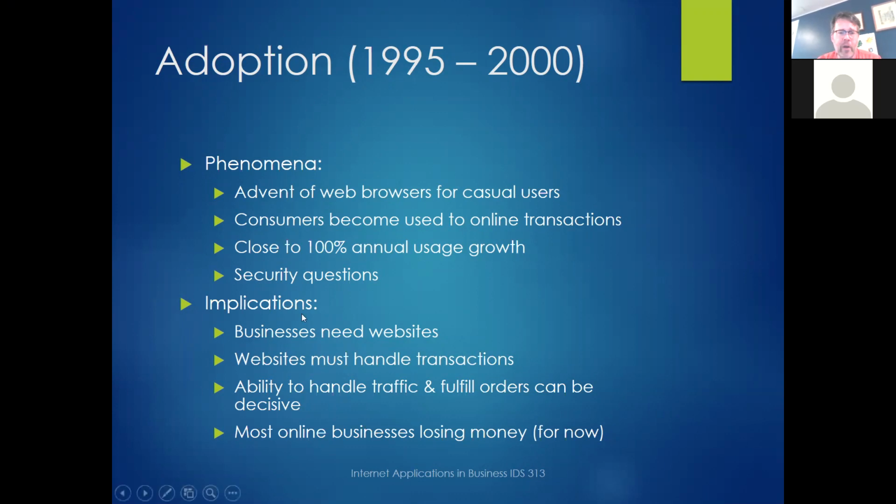So what we had, first of all, web browsers became available for ordinary people. So ordinary people were getting out there and using the internet, right? They were basically much easier to use. They weren't text-based anymore. They were, click on things. They were more like Windows. Number two, consumers became used to online transactions.